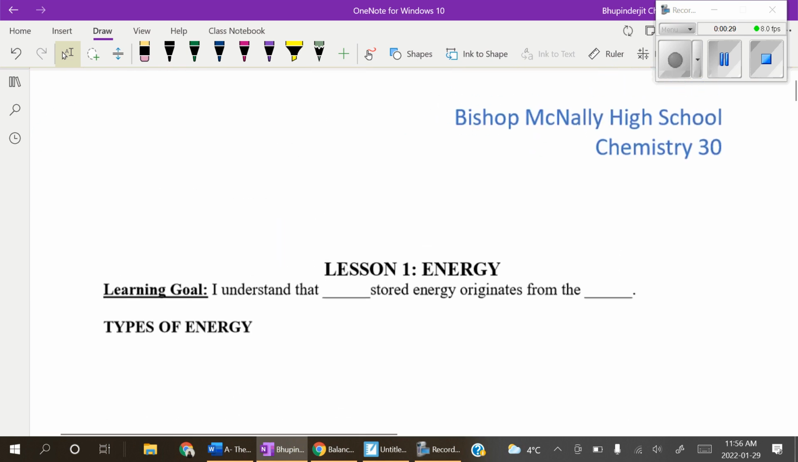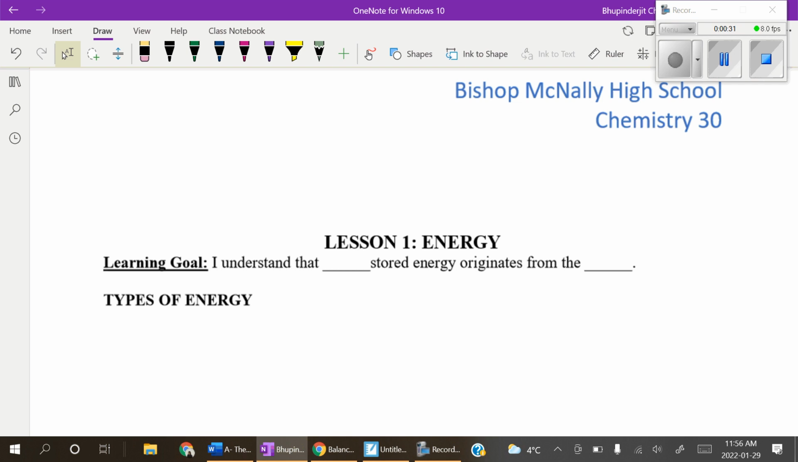Okay, so we're going to start off with energy. So this unit is going to work in a couple parts. We're going to introduce the concept of energy and enthalpy. And then we're going to look at how they're going to work together with each other, and then how to identify the difference between them. Okay, so our first lesson is about energy. And we're going to go through a series of learning goals. So the first learning goal for this is I understand that all stored energy originates from the sun.